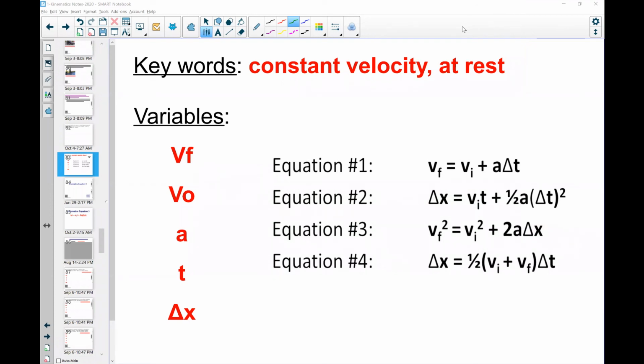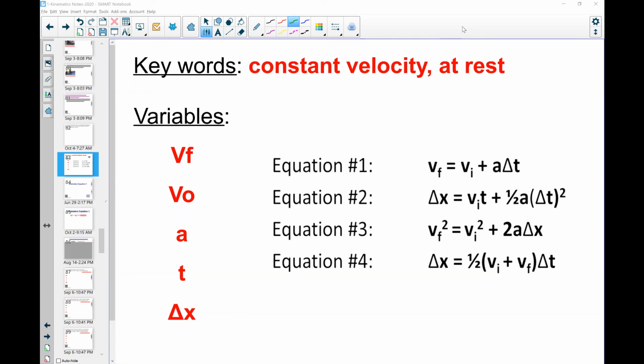When you're reading a physics problem, whether it's on positive physics or whether it's on a worksheet or on a test or quiz, there are some key words you want to look for, and 2 really common ones are constant velocity and at rest. If you see either of those phrases, then that's an important thing to recognize. If it's constant velocity, then there is no acceleration. And so keep that in mind.